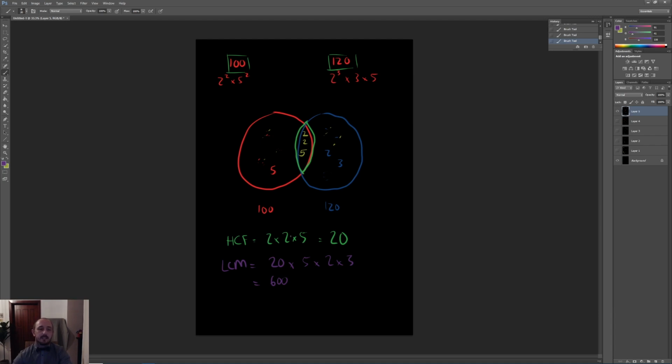So LCM is the lowest number that appears in both of the times tables for these. 200, 300, 400, 500, 600. And 120, 240, 360, 480, 600. So 600 is the first number that appears in both of those times tables.